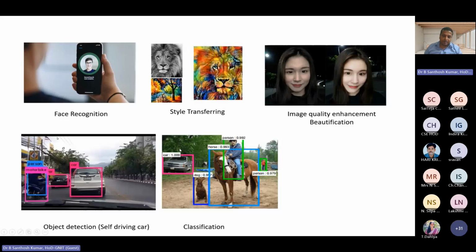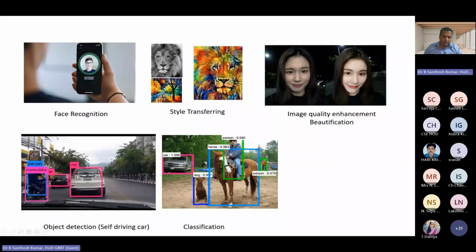Then style transfer. For example, a black and white line drawing is combined with colorful trees. We get this kind of application in the 2014 model, the Picasso application that we are using like this. Then high quality enhancement and beautification. I already told you that it will hide your pimples or dimples and give some beautification. Many apps are available. Instead of using your own camera, you can go with an app camera, and you can see some changes also.